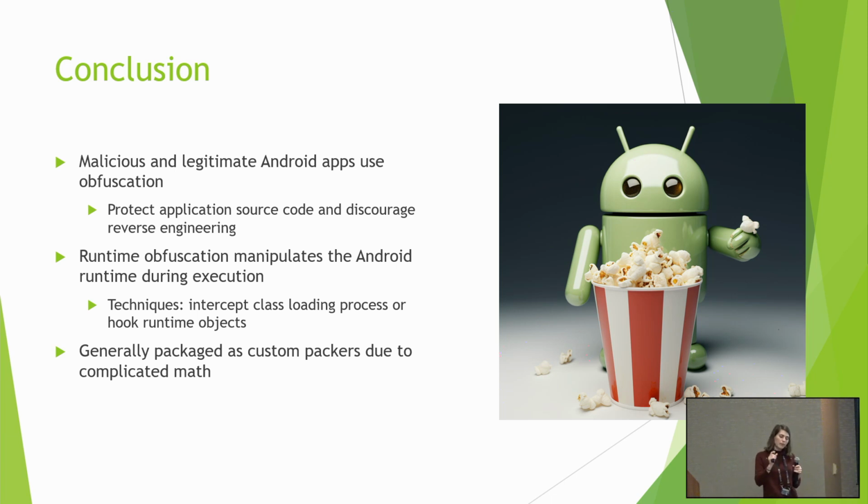process, where it's mapping the dex file or the executable file on disk to the memory objects. And we took a look at the second technique, which was to let the class loading process finish and parse into our runtime objects, and how we could mess with those objects after hooking them and changing some of the pointers within them. And finally, we talked about how this is generally packaged as custom packers or obfuscators just due to the challenge of writing this.